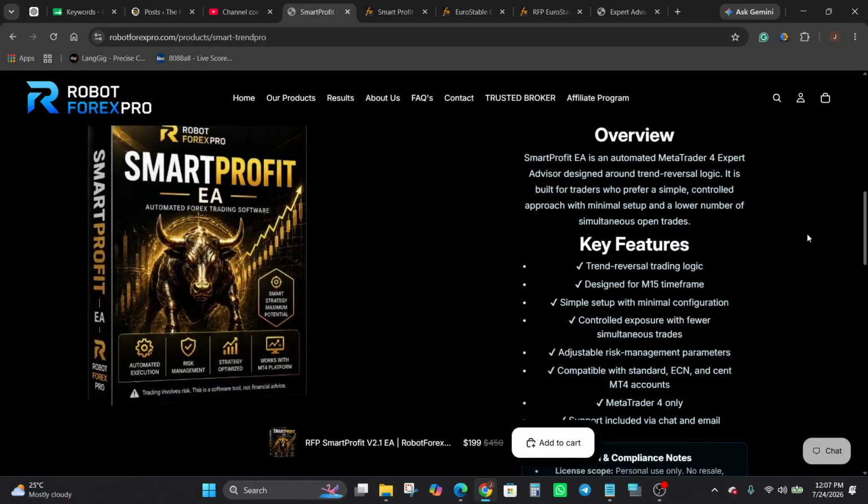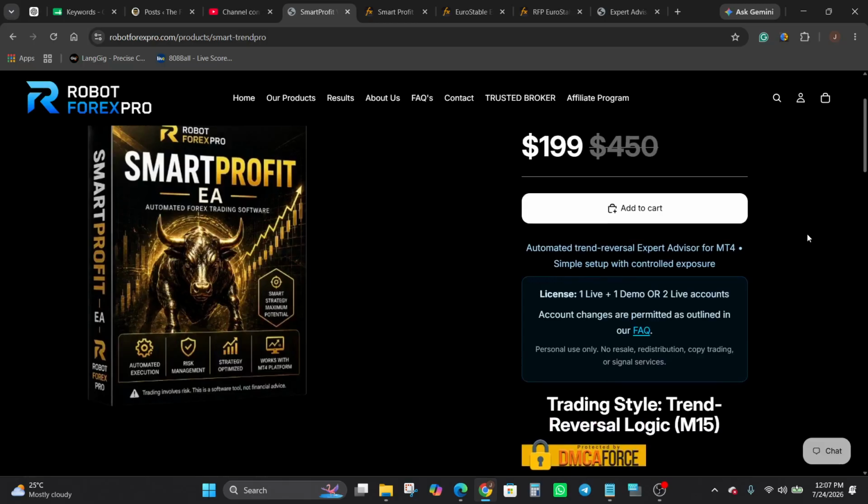So now, back to SmartProfit. It is an MT4 tool using trend reversal logic with a simpler, low frequency trading approach, but a drawdown figure that is meaningfully higher than some of its stable mates. That is exactly the kind of thing worth testing carefully on a demo account first at your own pace before drawing any conclusions about whether it fits your risk tolerance.